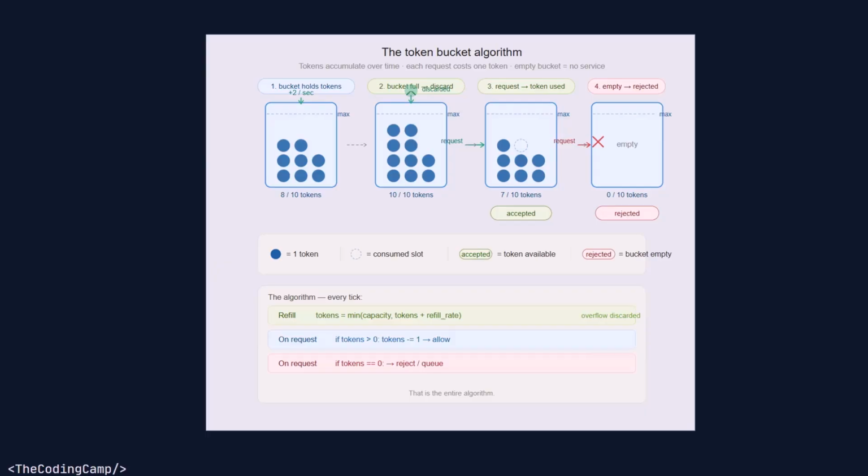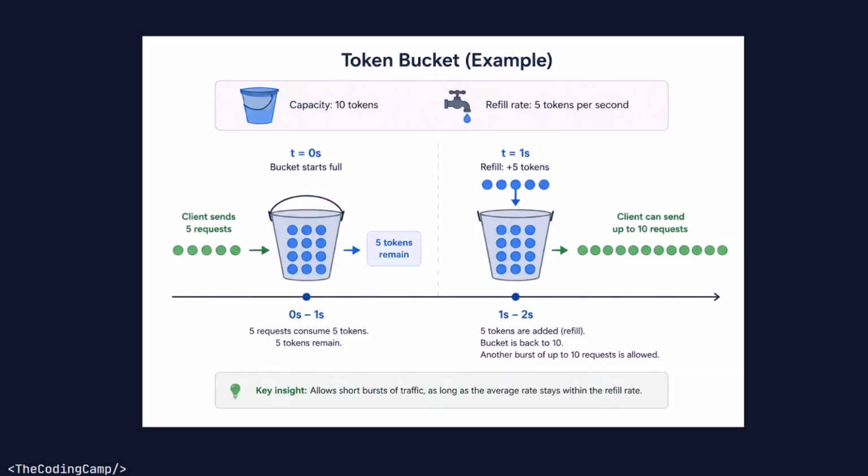That is the entire algorithm. Let's make this concrete with numbers. Say the bucket has a capacity of 10 tokens and refills at 5 tokens per second. If a client sends 5 requests in the first second, 5 tokens are consumed, 5 remain. In the next second, 5 more tokens are added, bringing it back to 10.